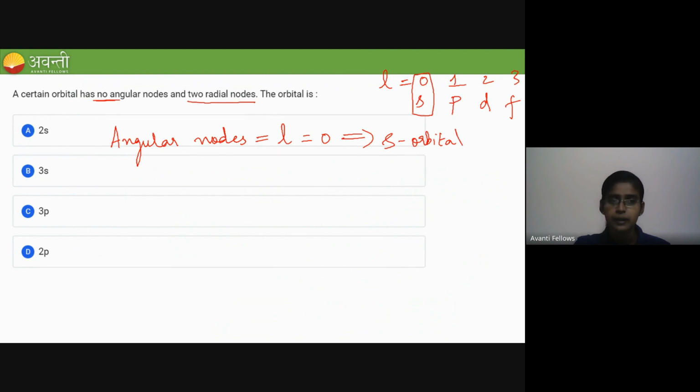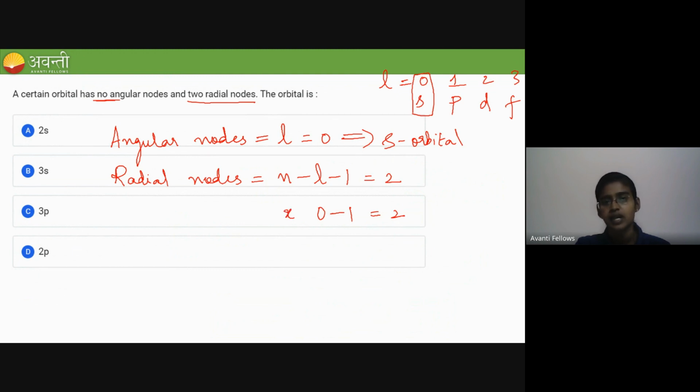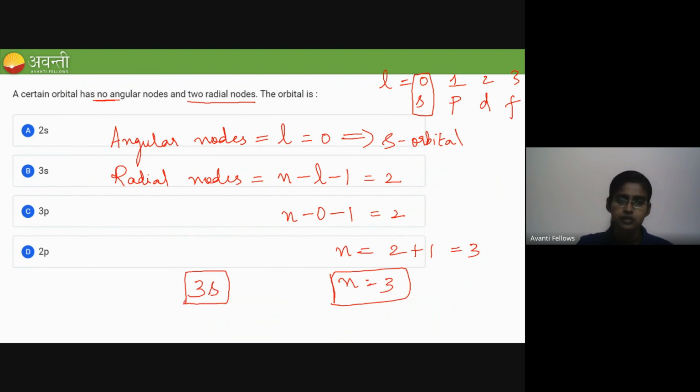And it has 2 radial nodes. The number of radial nodes can be calculated using the formula n minus L minus 1, and this value is 2. So n minus 0 minus 1 is equal to 2. Therefore n is equal to 2 plus 1, which is 3. So the principal quantum number is 3 and the azimuthal quantum number is 0, corresponding to an s orbital. So the answer is the 3s orbital, option B. The 3s orbital has 0 angular nodes and 2 radial nodes.